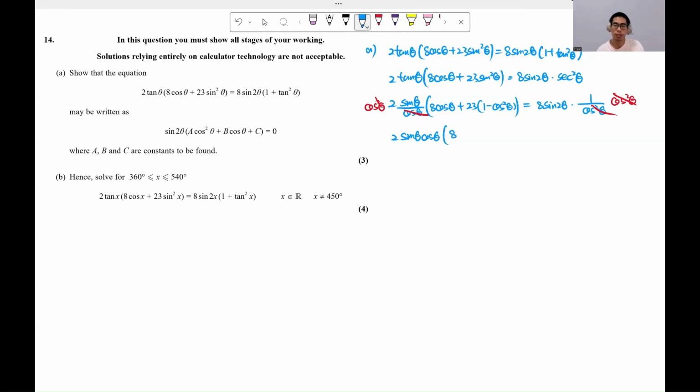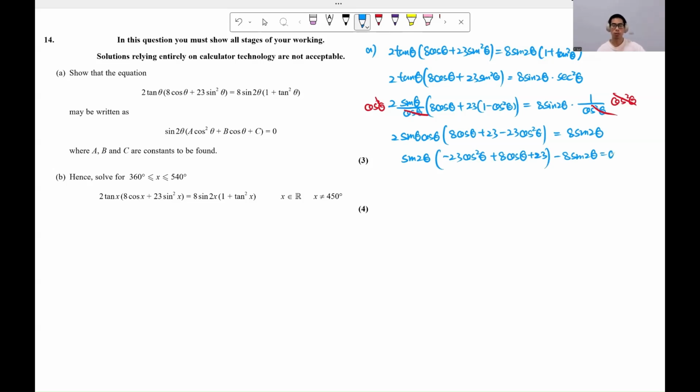And then in brackets, 8 cos theta plus 23 minus 23 cos square theta, equal to 8 sin 2 theta. And 2 sin theta cos theta is just sin 2 theta. Let me write it in order: negative 23 cos square theta plus 8 cos theta plus 23, then minus 8 sin 2 theta for both sides equal to 0.